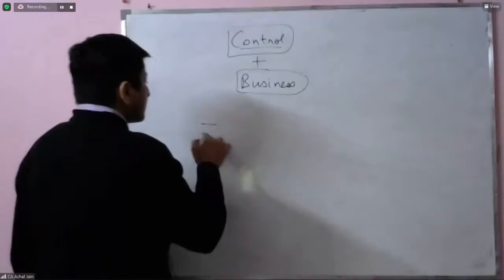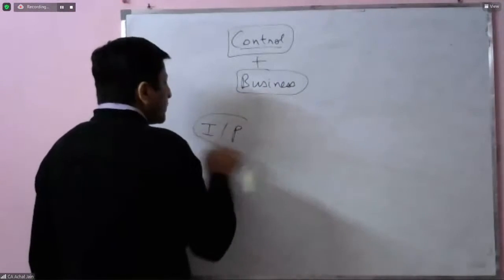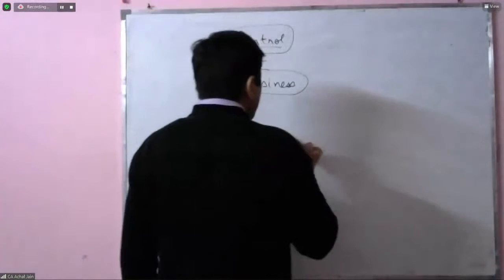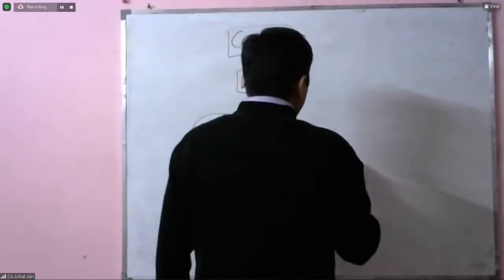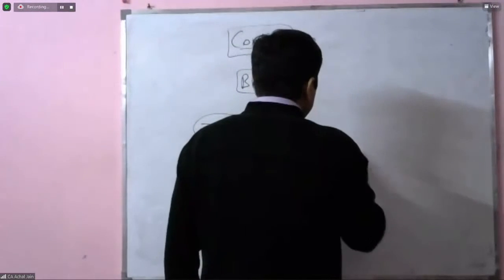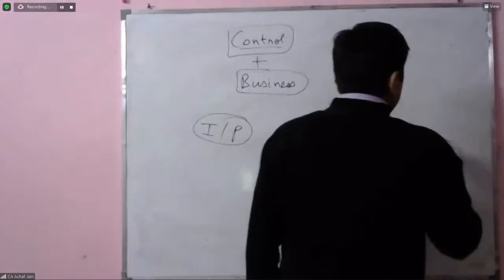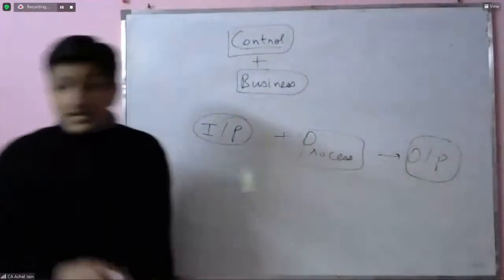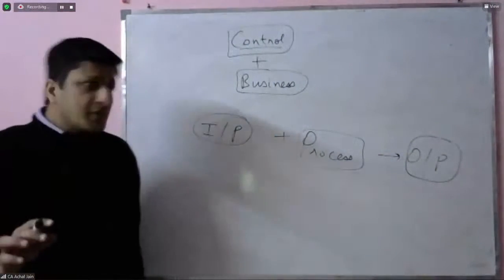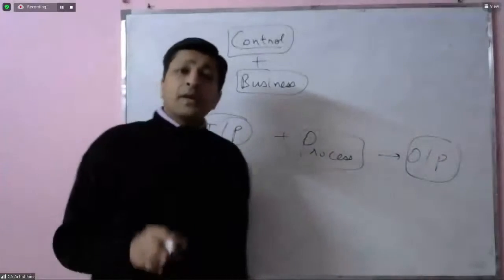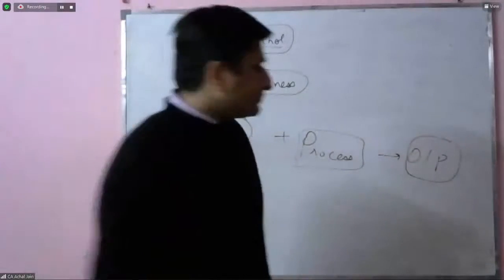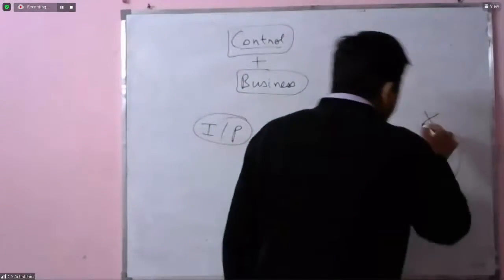Standard says input has to be there, plus process should be there, which should result in output. In certain cases, it's possible that an entity may not have any output. This is missing.